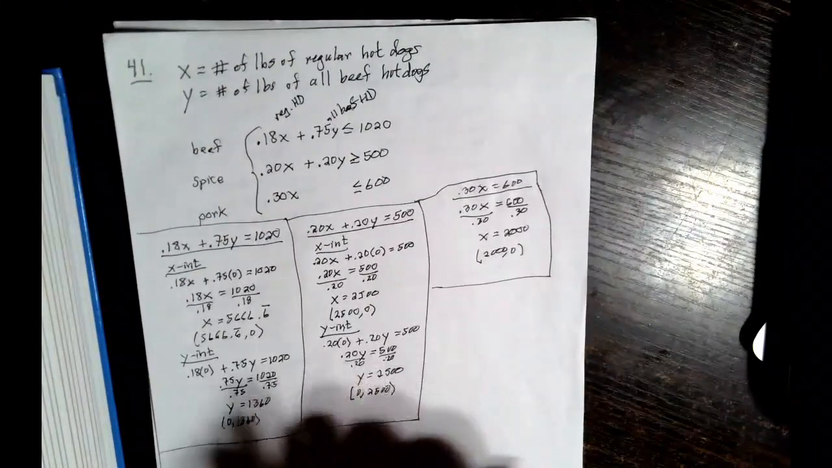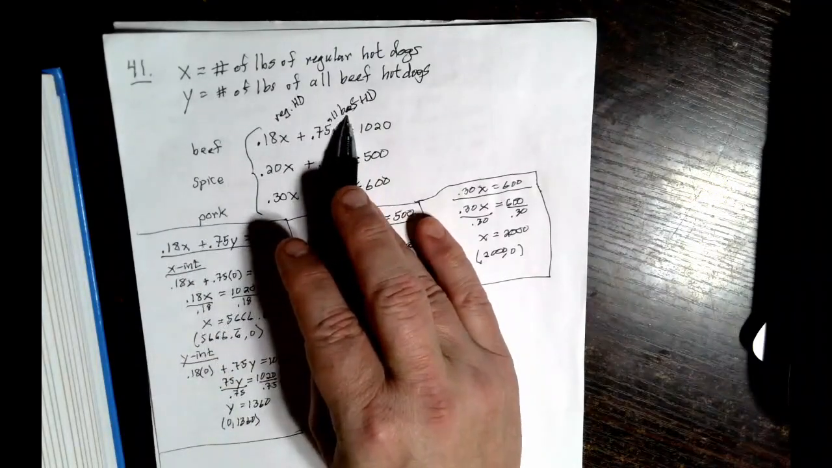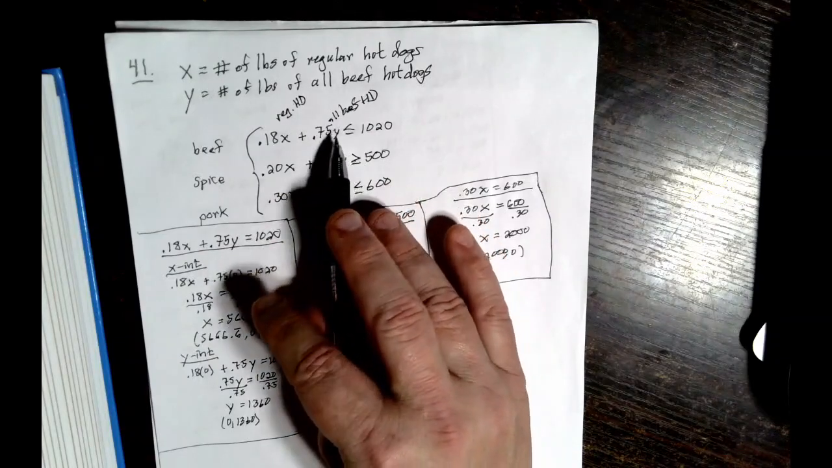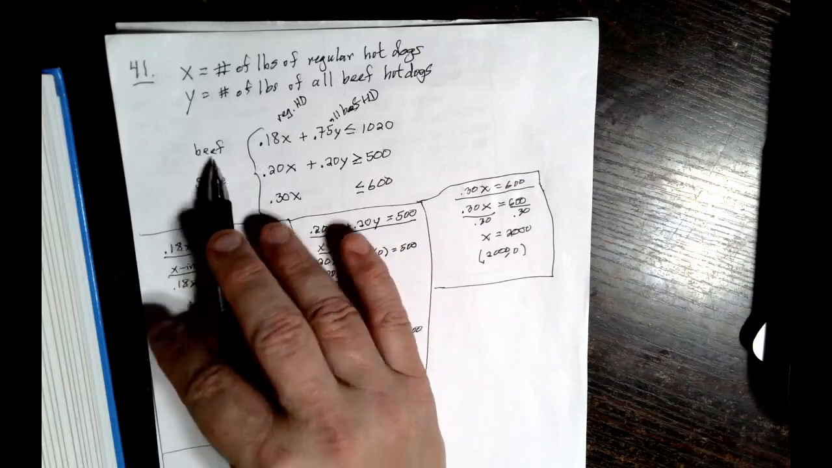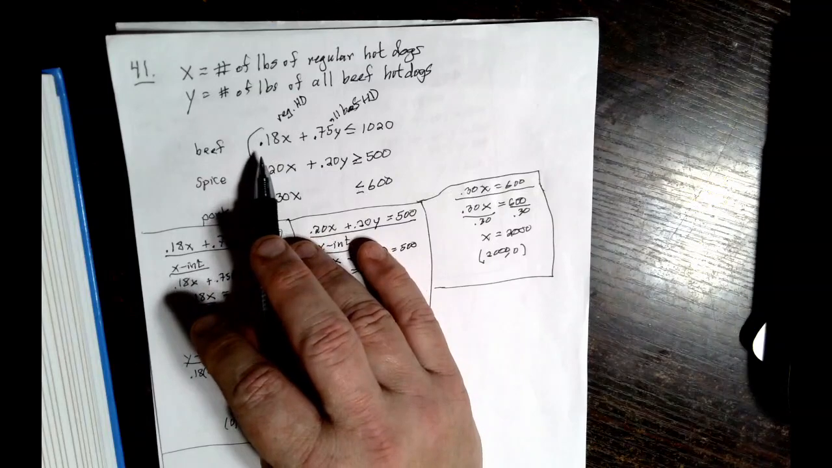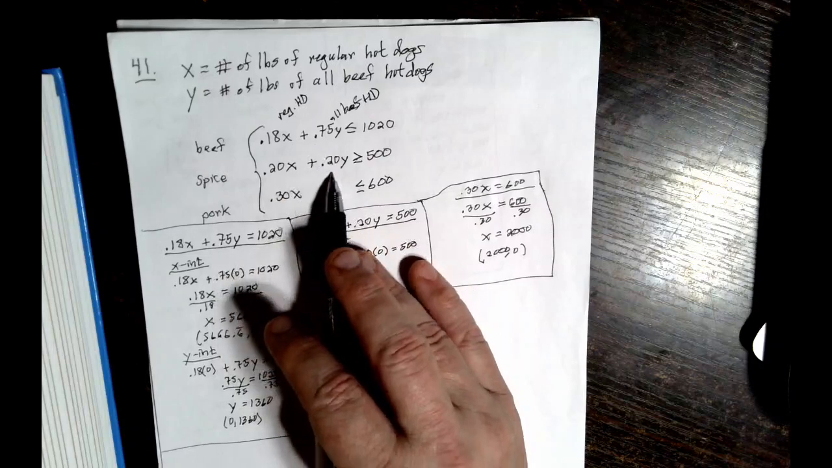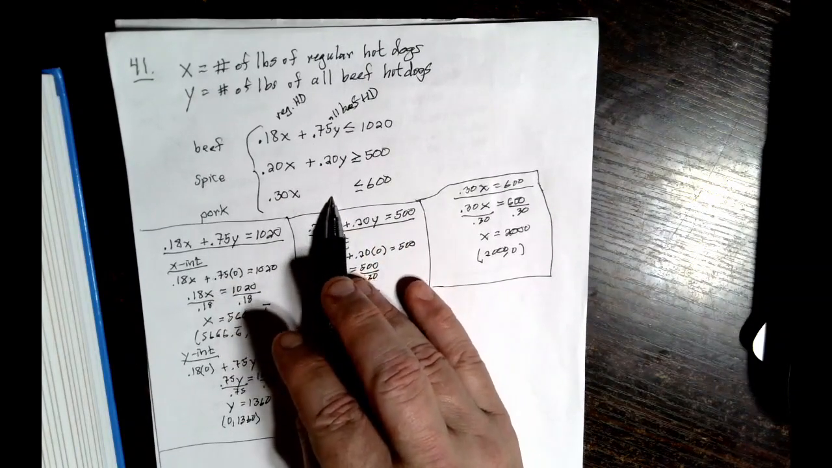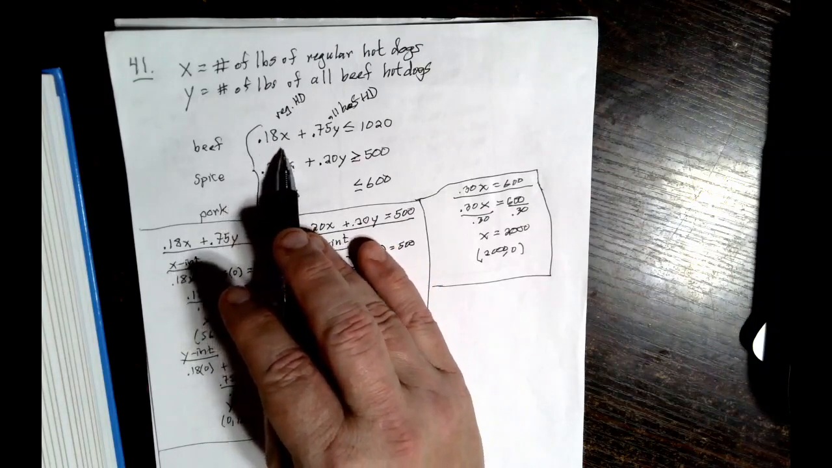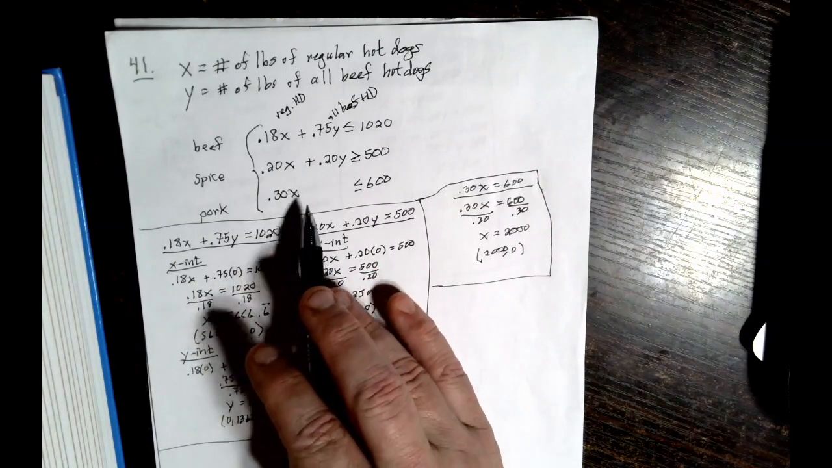Alright. 41. It's pretty obnoxious. You're talking about two different types of hot dogs, regular and all beef. So X is how many pounds of regular, and Y is how many pounds of all beef. Okay, and so then they talk about beef, rice, spice, and pork. So each pound of all beef has 0.75 of beef, 0.2 of spice, and they say nothing about pork, so you leave it as 0. And for the regular hot dogs, they give you 0.18 of beef, 0.20 of spices, 0.30 of pork.